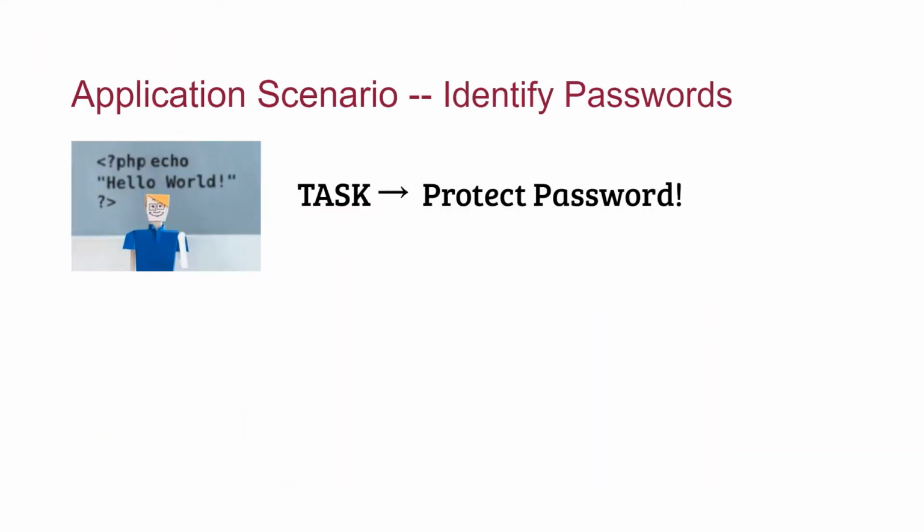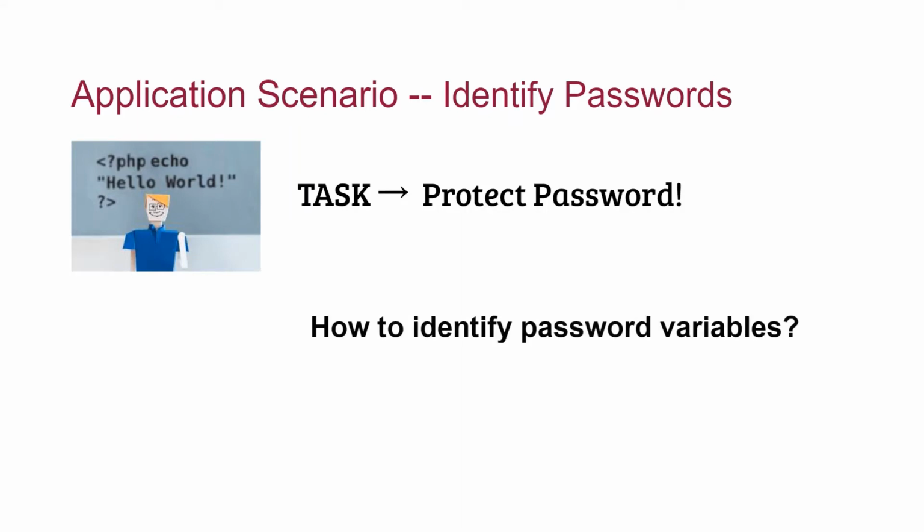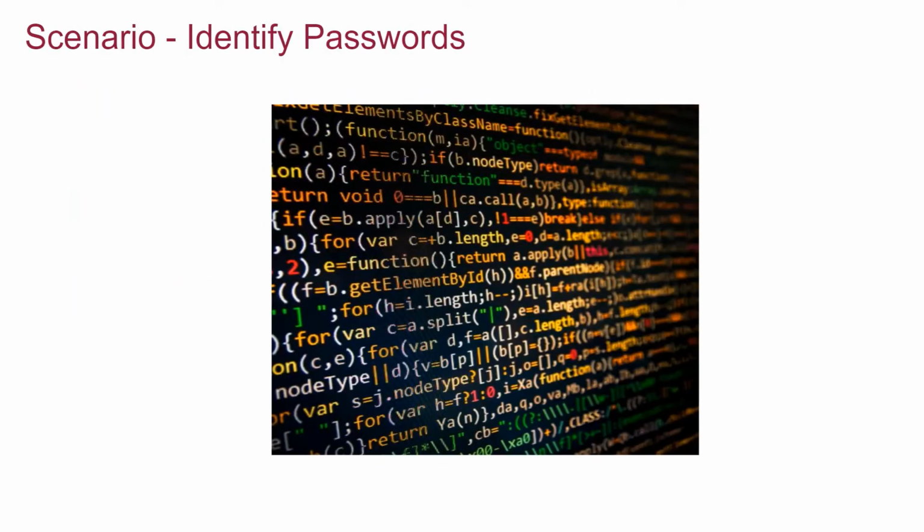Let's look at an application scenario. Say I'm a programmer, and my manager told me that your task is to protect user password. What should I do? First thing I need to know is how to identify password variables. A simple way is to use some string match. For example, I can use Ctrl+F on a given project source code and search some variables name. Maybe his name is the English word password.